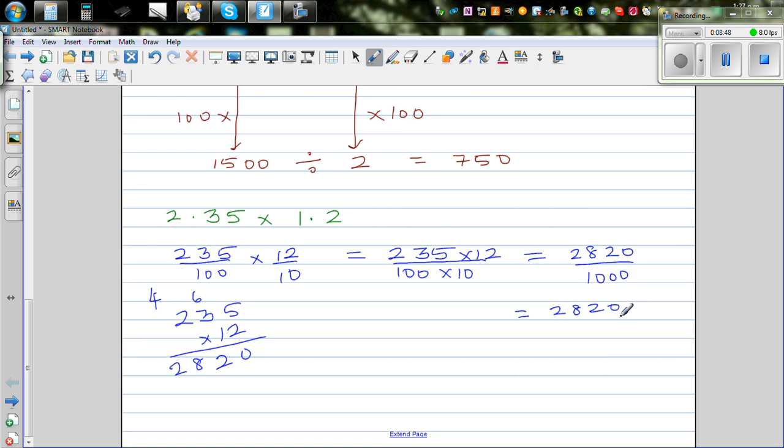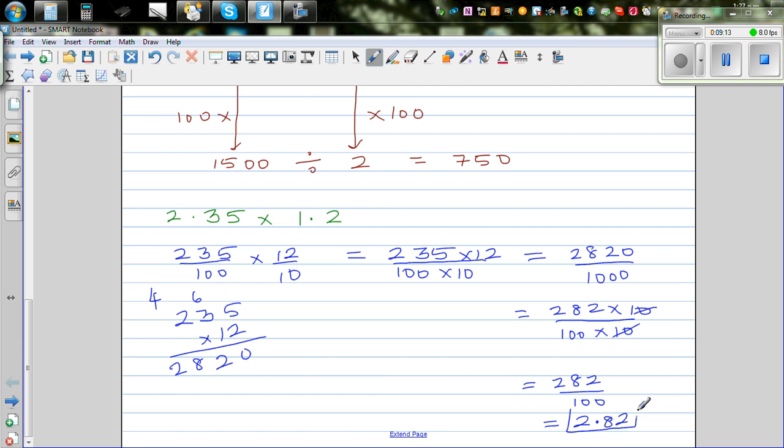So I'm going to do this the same as 2820. Okay, so can I write it like this? This is 282 times 10 over 100 times 10. So this 10 gets cancelled. So this is 282 divided by 100, which is 2.82.